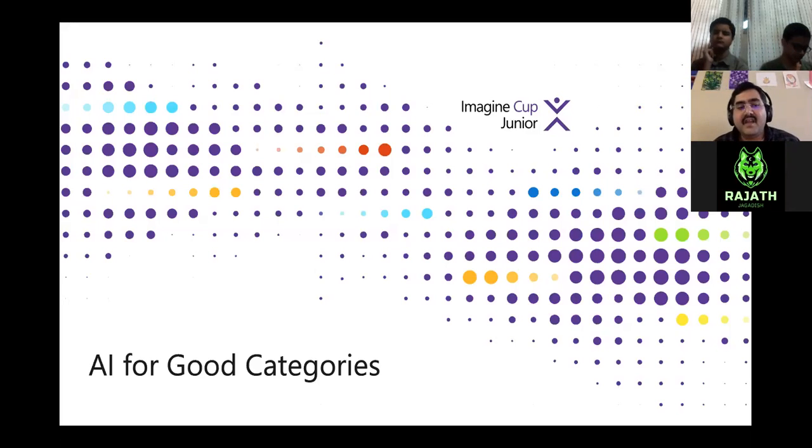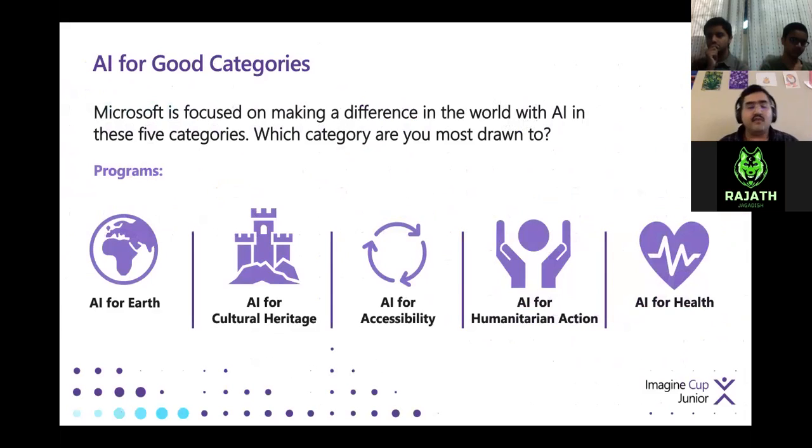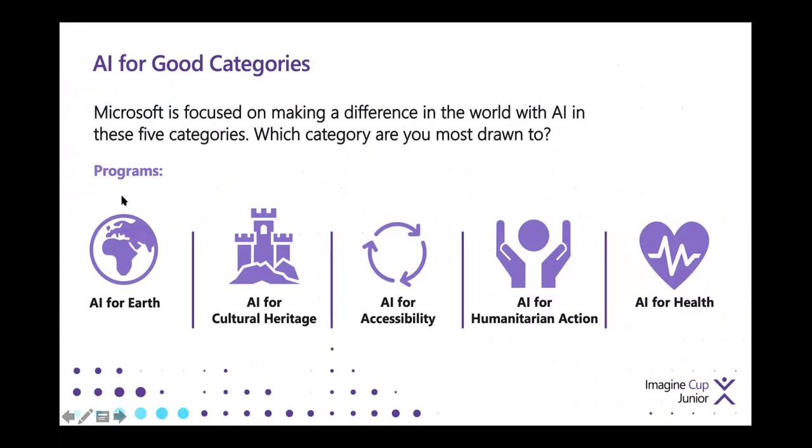Now let us go over the AI for Good categories outlined by Microsoft. This is a very important part of the presentation. This basically outlines that our ideas need to fall into one of these categories. While there are a lot of other spaces where AI is applicable and they are interesting as well, Microsoft is particularly looking for the concept of AI for Good, which they think is really important for the world right now. So there are basically 5 AI for Good categories, starting from AI for Earth, AI for cultural heritage, AI for accessibility, AI for humanitarian action, and AI for health. Let us briefly go over the 5 different areas.